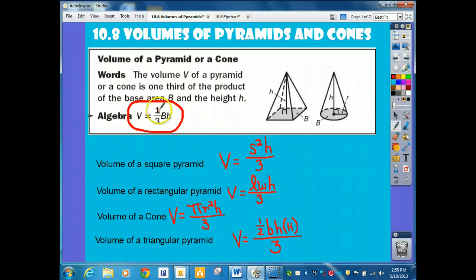And now, as you can see up here, it says times 1/3. When I simplified it down here, I have it dividing by 3. 1/3 times something is the same as dividing it by 3. 1/2 times something is the same as dividing it by what? 2. 1/8 times something is the same as dividing it by 8, and so on.